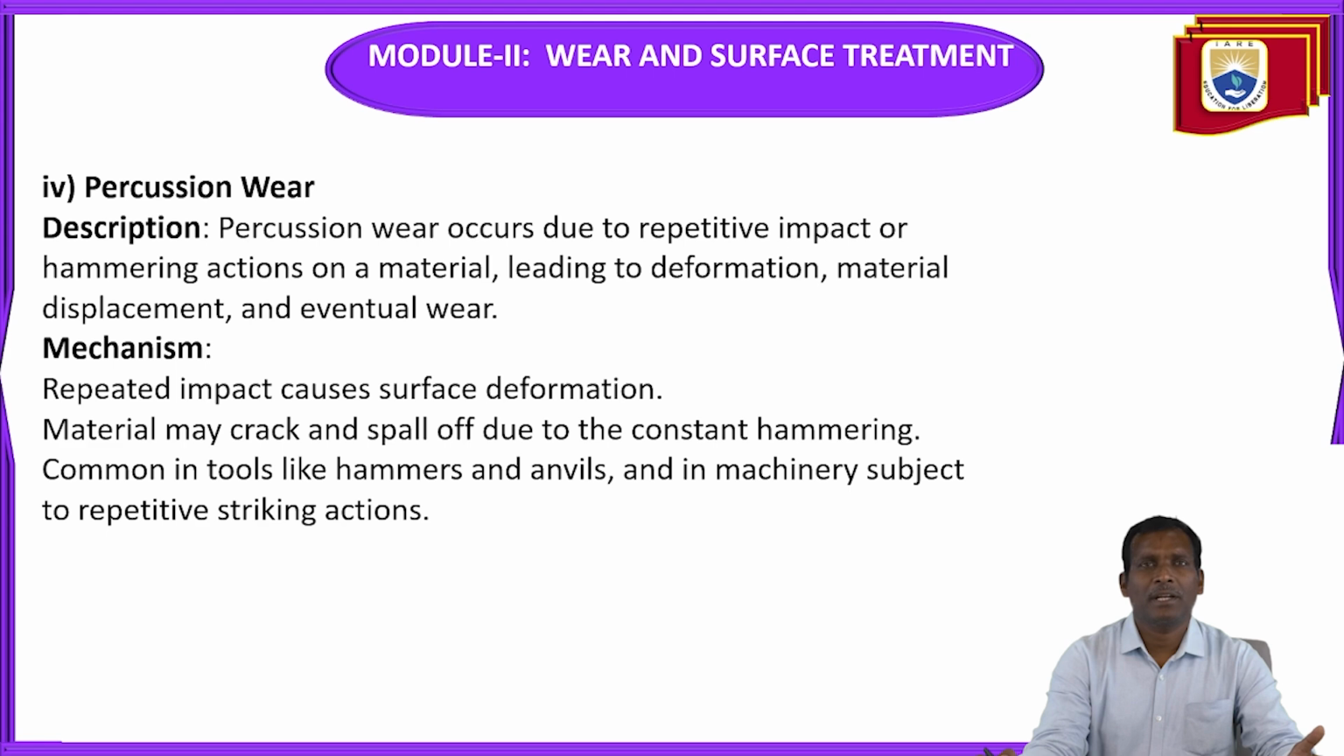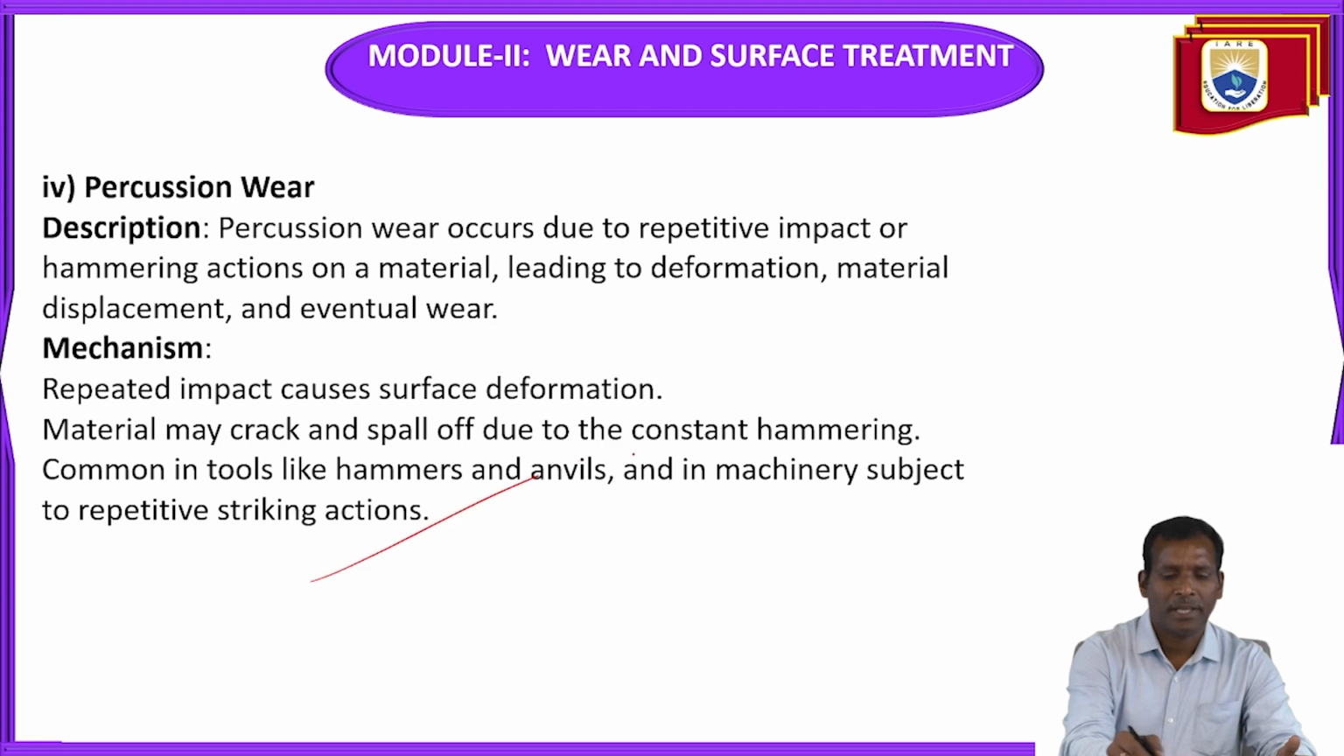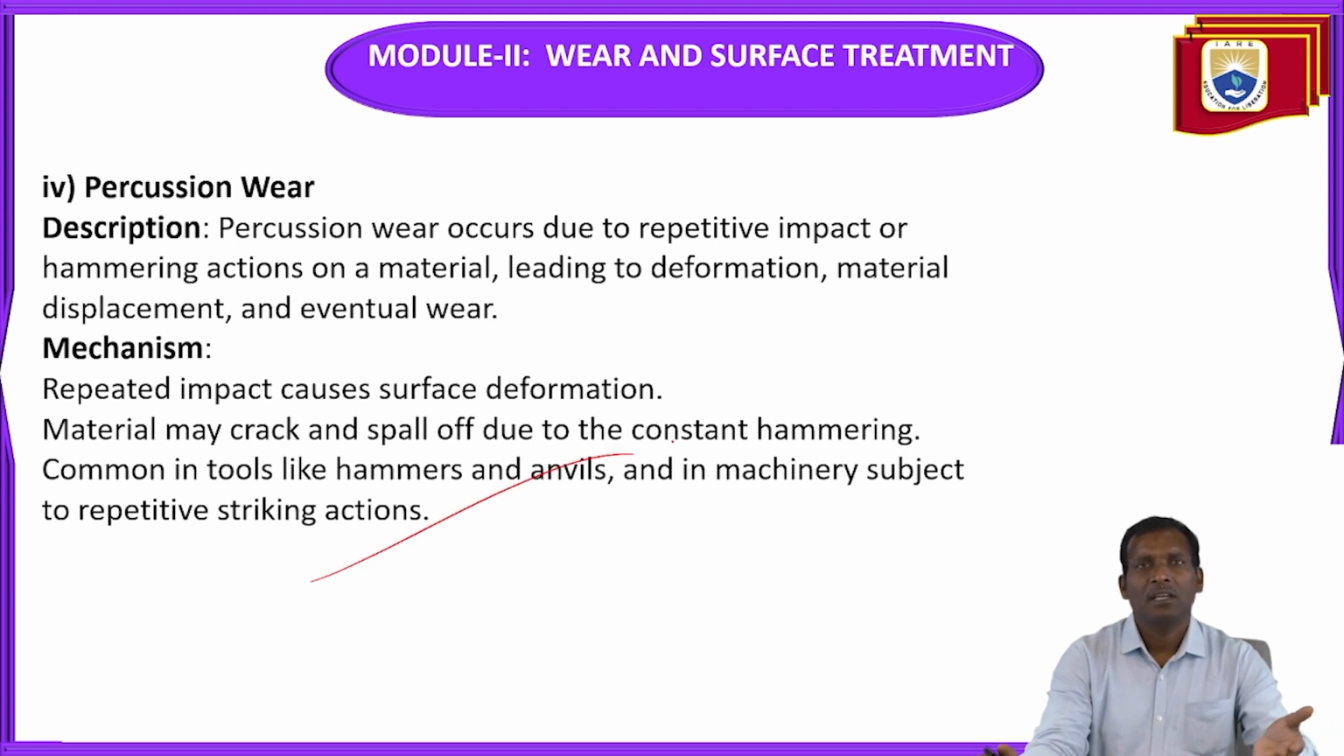Repeated impact causes surface deformation. Material may crack and spall off due to the constant hammering. It is common in tools like hammers and anvils, and in machinery subject to repetitive striking actions. Generally, in a mechanical workshop, common tools like hammers or anvils are under continuous hammering, or continuous repetitive load.